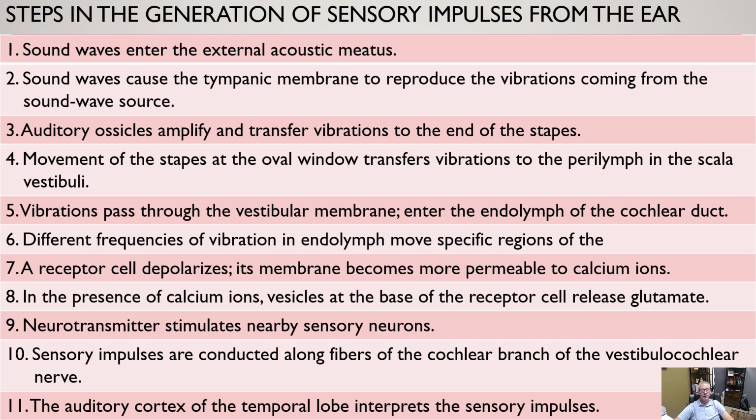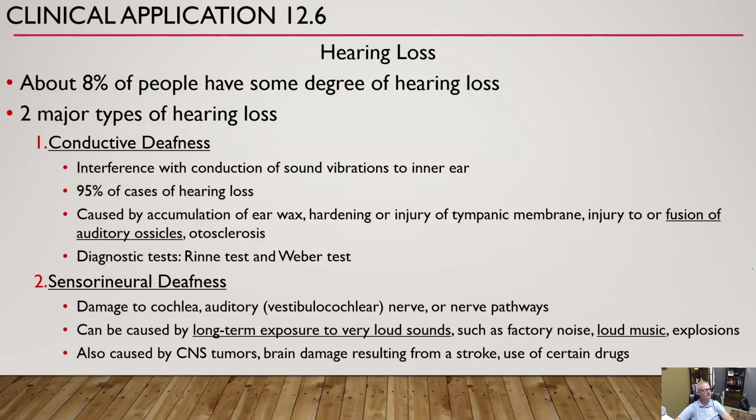All right, here is a summary slide of what we've talked about so far. You should probably know this slide. All right, so for hearing loss, about 8% of the population has some sort of hearing loss. We can classify hearing loss as conductive hearing loss or sensory neural hearing loss, or conductive deafness or sensory neural deafness.